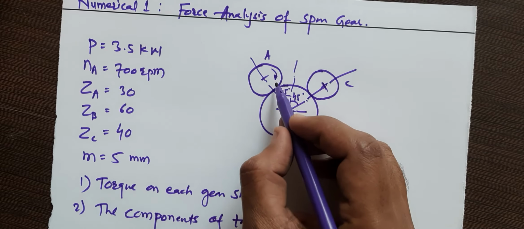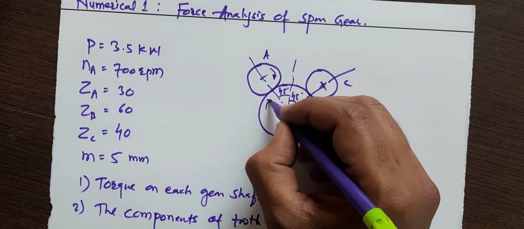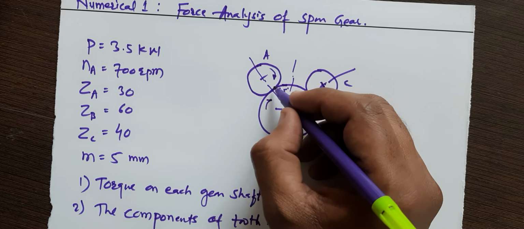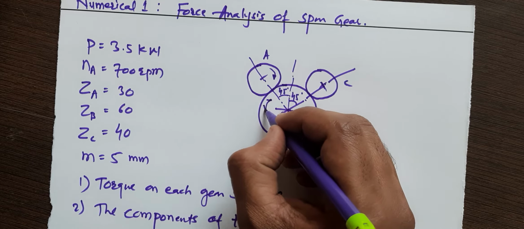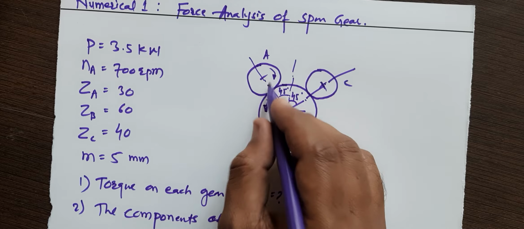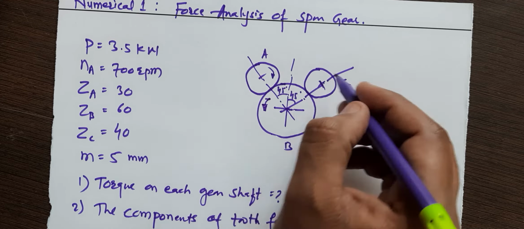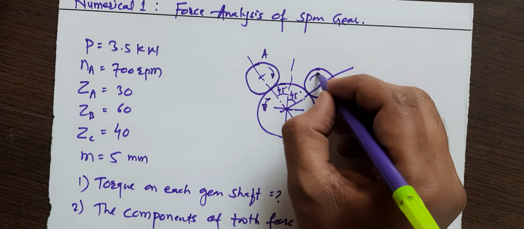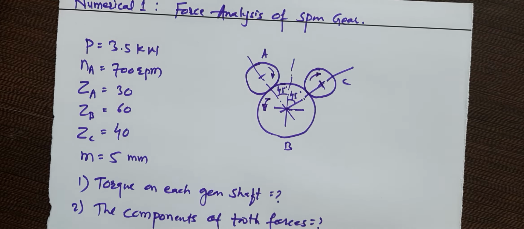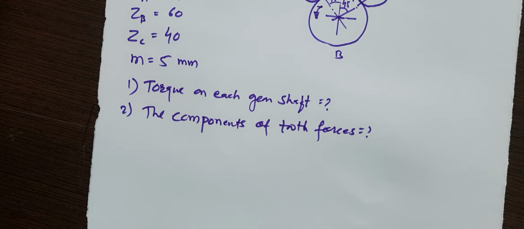Now see here the direction of A is given as clockwise, so B will rotate in anti-clockwise direction. B is rotating anti-clockwise, so C will rotate in clockwise. Okay, so in this way the direction will be there. Now we will go for the calculation. So first is torque acting on each shaft.